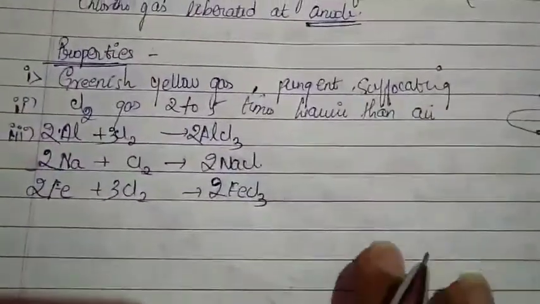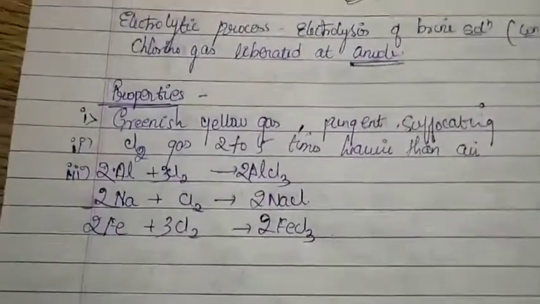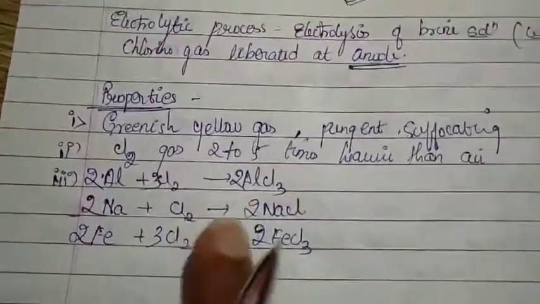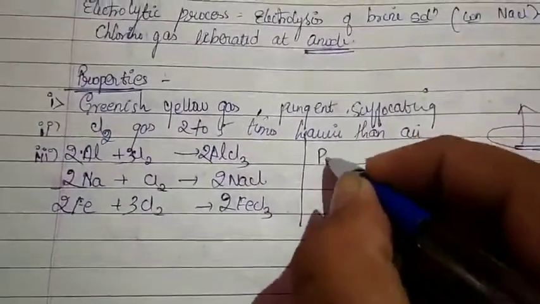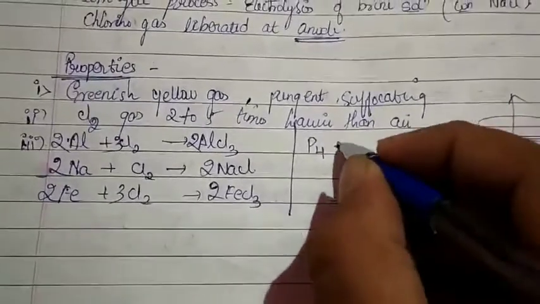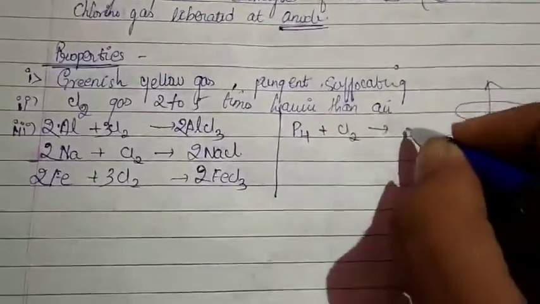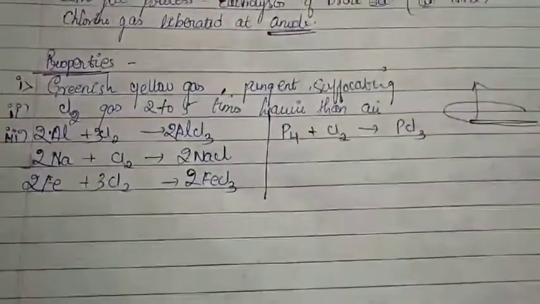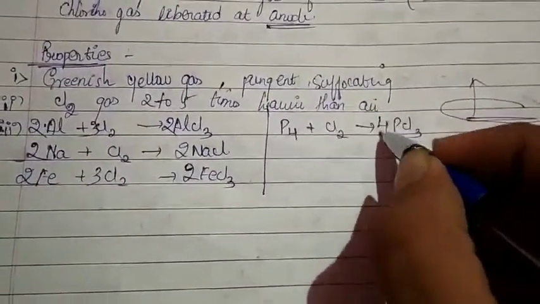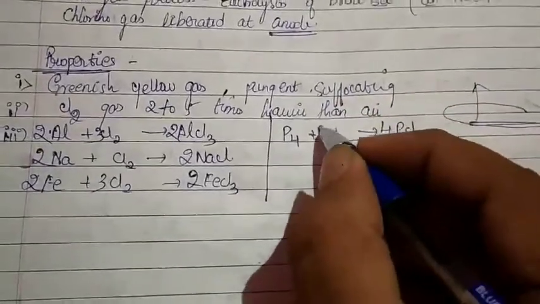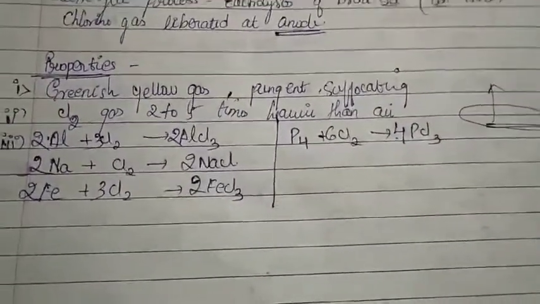So these were certain important cases where we could see the reaction of chlorine with metals, where they form their respective metal chlorides. Coming to the non-metals, when you treat phosphorus P4 with Cl2, it is going to give you phosphorus trichloride. So P4 gives 4 PCl3, 4 threes are 12, so 6 Cl2.